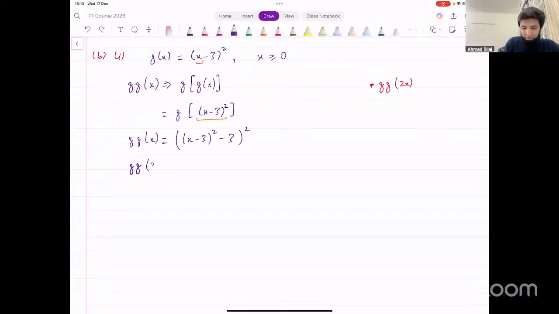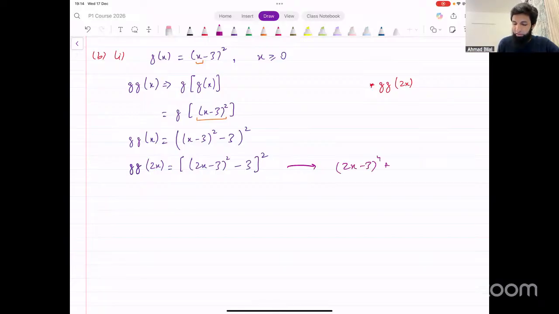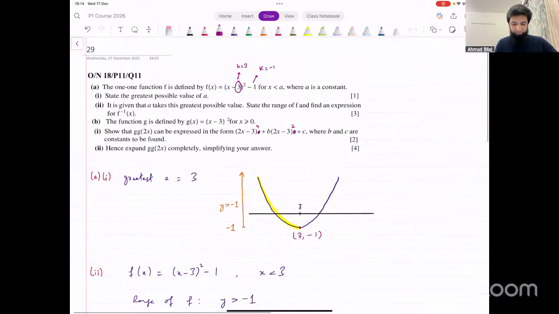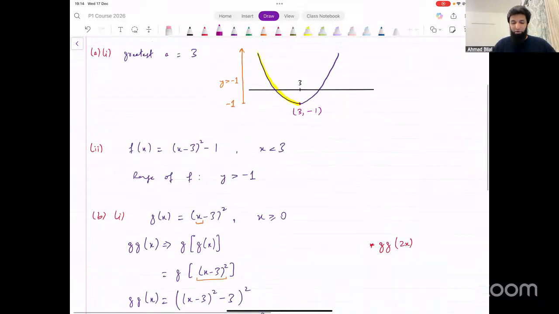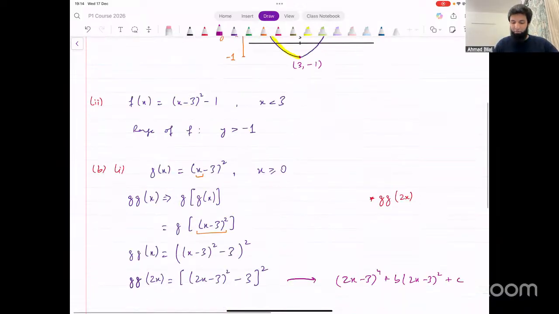What do we get from that? g of 2x equals 2x minus 3 whole squared minus 3 whole squared. This is g of 2x. Okay. All we need to do now is convert it to the form that they wanted. They want us to somehow convert it to this form, a into 2x minus 3 whole raised to power 4, plus b into 2x minus 3 whole squared plus c. That's the form that they want us to convert it to.